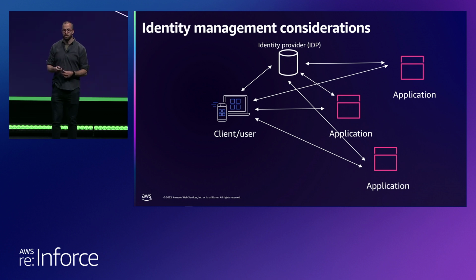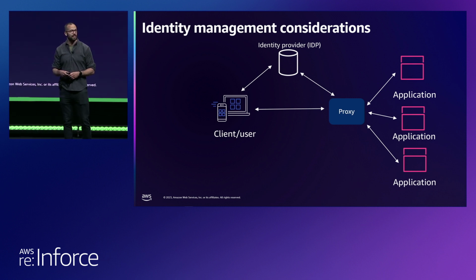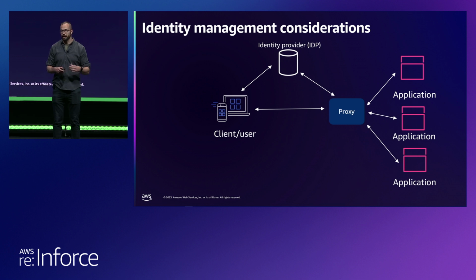Now, you might also want to hide your applications from the outside world. So often what you might deploy in front of your applications is some kind of authentication proxy that can integrate with the identity provider and then authenticate and authorize the user before it allows traffic to your backends. And that's most of the architectures we're going to be talking about today.